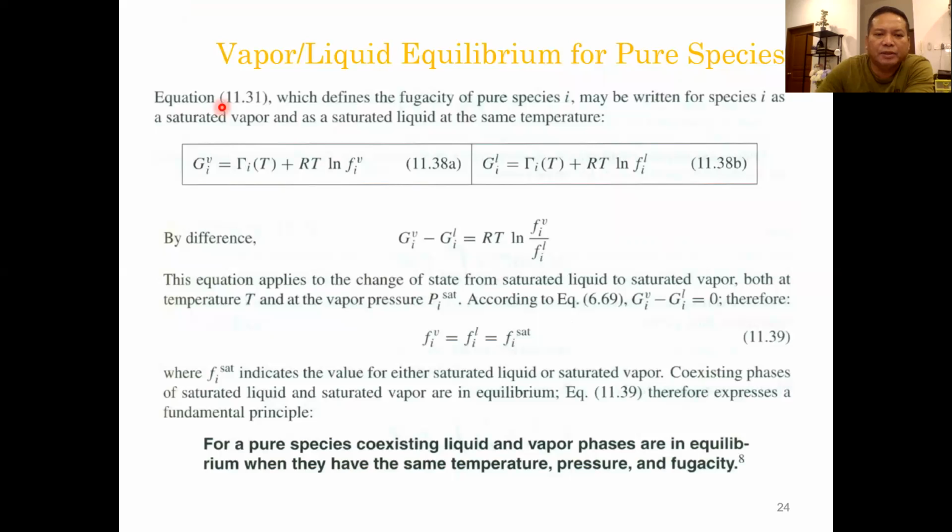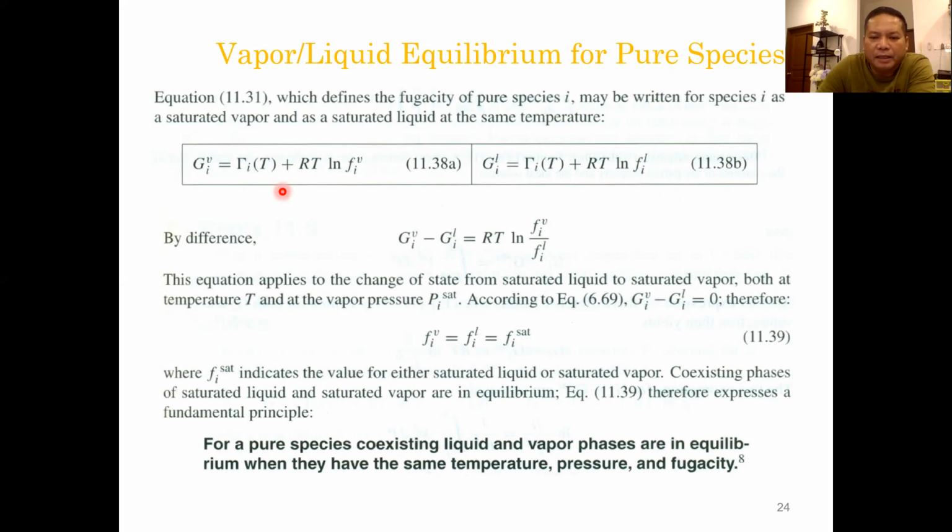Equation 11.3, which defines fugacities of pure species i, may be written for species i as saturated vapor and saturated liquid at the same temperature. So let's say we have vapor-liquid equilibrium. We have the Gibbs energy for vapor, and we apply this. V indicates vapor, and L indicates liquid. By difference, we get this minus that. So this value cancels out because it is in equilibrium.